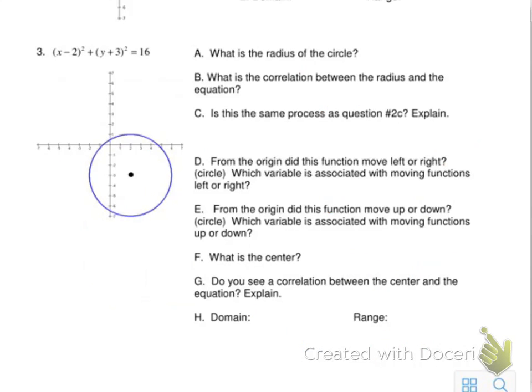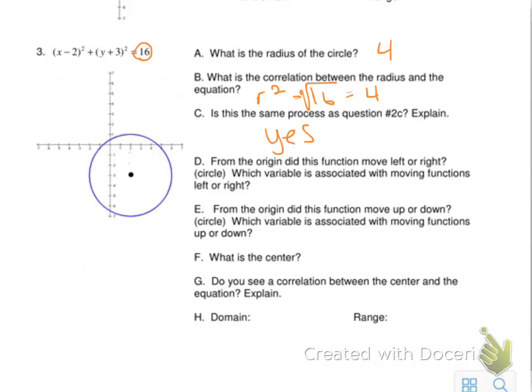This next one, what is the radius of the circle? Okay, first of all I can count 1, 2, 3, 4. So then I look up here, what's the correlation? r squared is 16, so the square root of that is 4. Okay, is this the same process? Yes. We just took the number at the end and took the square root of it.